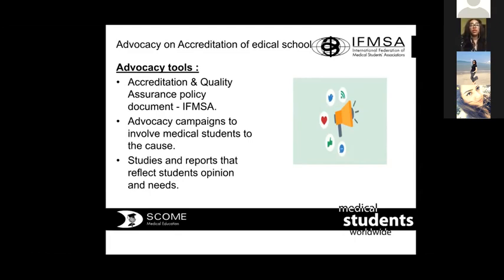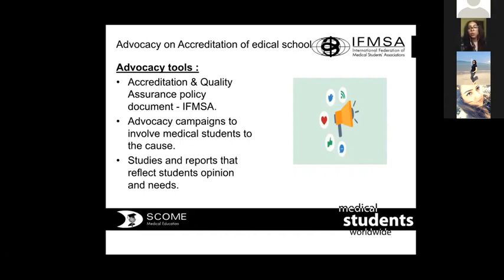Go through the policy document and you will understand more about the position of the medical students in regards to the accreditation process and what we want medical schools around the world to do. The second tool which you can use to advocate about accreditation is advocacy campaigns. Advocacy campaigns can have different ways to approach the community, can have different ways to approach the students. It depends on the target group that we want to target. For example, we can do an advocacy campaign for university teachers.